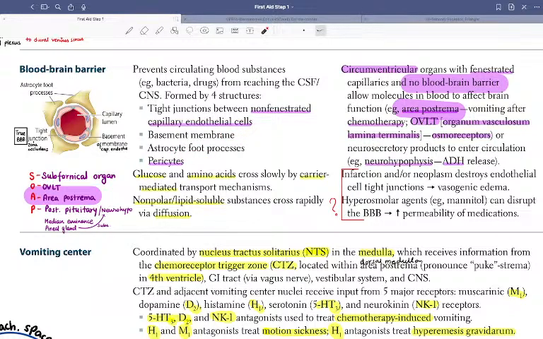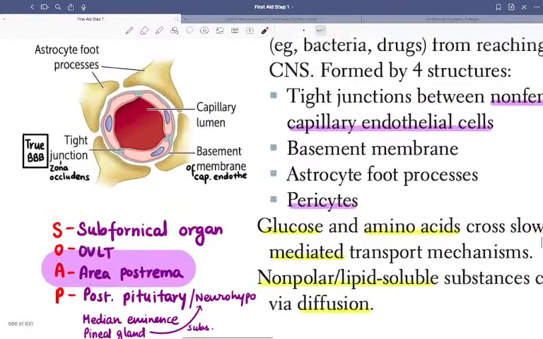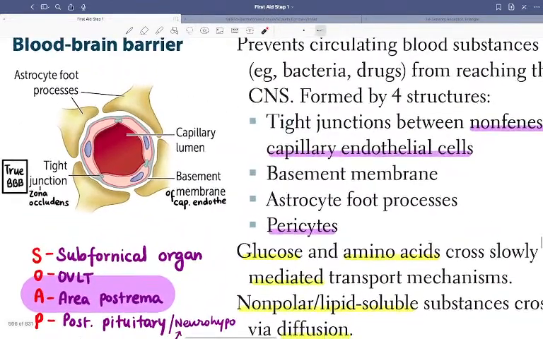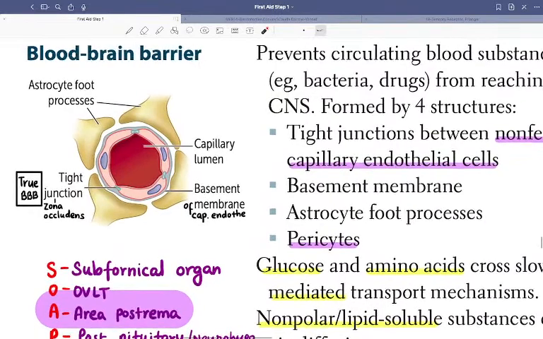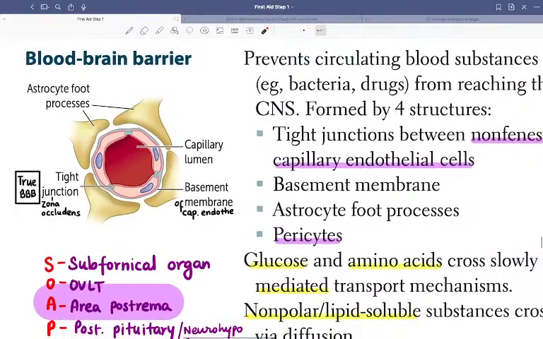Okay, so let's go back and see this, let's look at this nicely so that we don't have to come back. This is like rapid, and after this we are not going to see it again. Okay, so capillary lumen done. Then we had basement membrane. So this was supposed to be the non-fenestrated capillary endothelial cells.